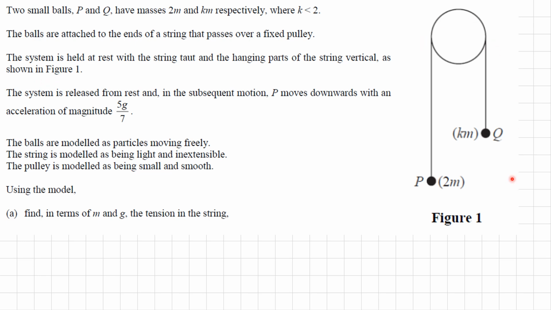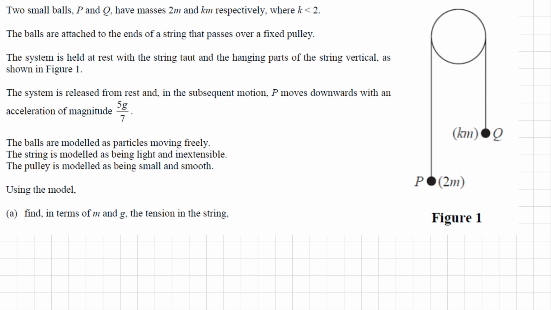in figure 1. The system is released from rest, and in the subsequent motion, P moves downwards with an acceleration of magnitude 5g/7. The balls are modelled as particles moving freely. The string is modelled as being light and inextensible. The pulley is modelled as being smooth and small. Part A: using the model, find, in terms of m and g, the tension in the string.